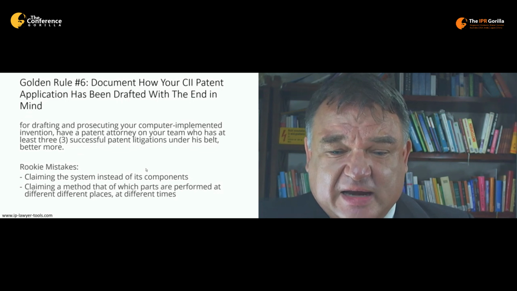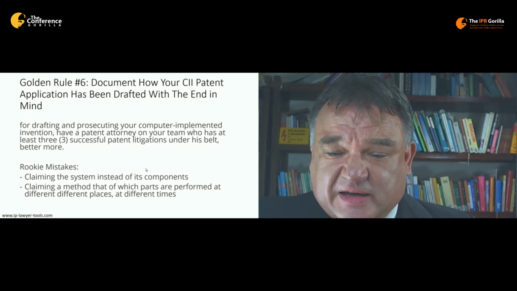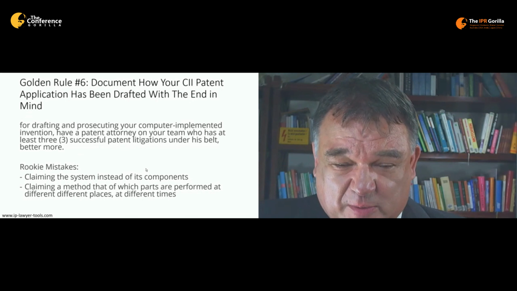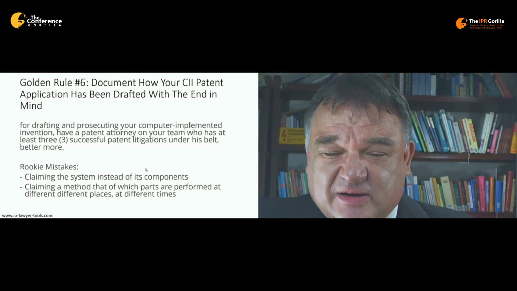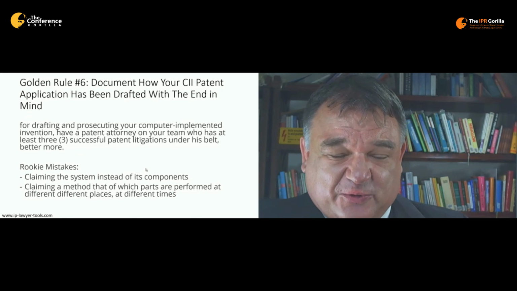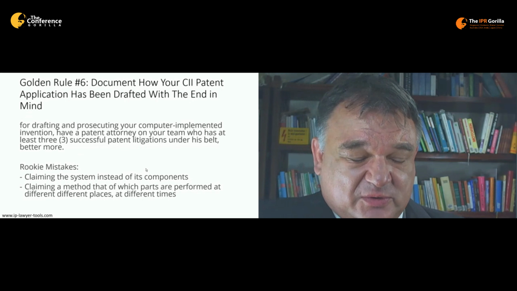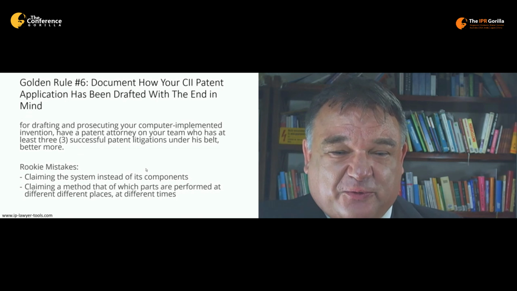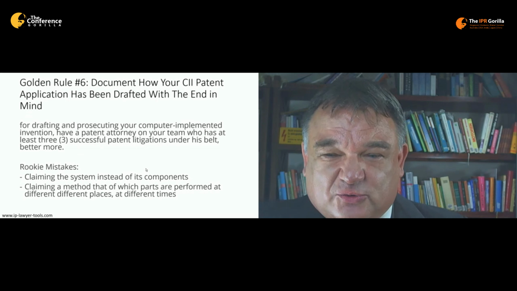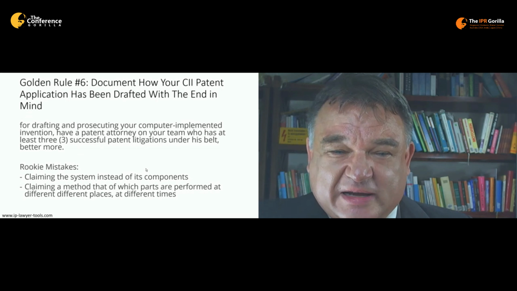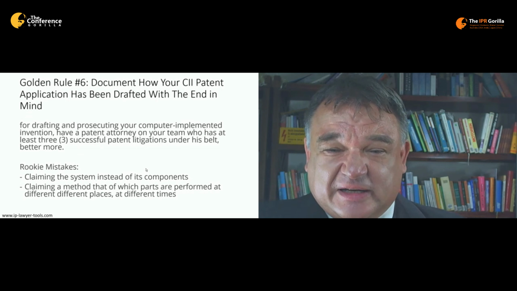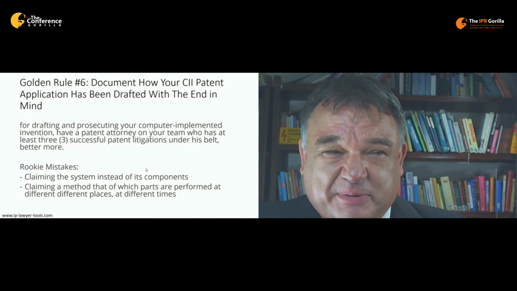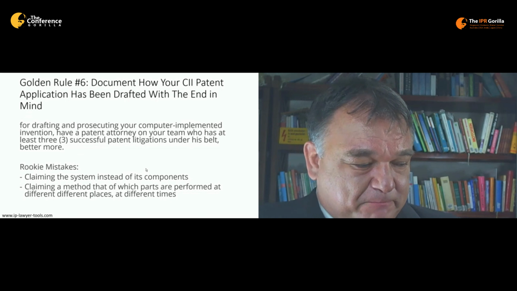Next one, claiming a method of which parts are performed at different places at different times. Same problem, right? You have a patent claim for a method, and let's say the first method steps are performed in 2020, and the second half of the method steps are performed in 2021. Then how do you want to collect evidence for the infringement? And all that can be avoided if you have at least someone on the team who thinks about the patent from a litigation point of view.